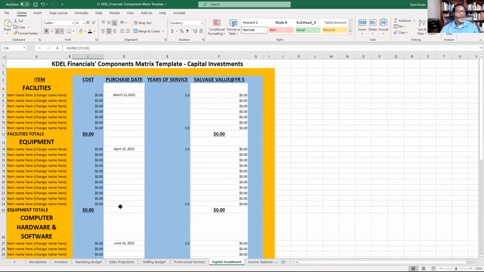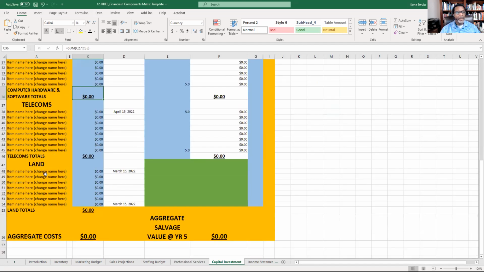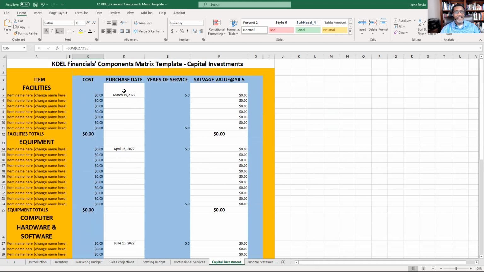This is where you talk about your facilities, your equipment, your computer hardware and software, your telecoms, your land, your office, okay? Having put in all that, it shows you exactly when things were bought, how much they were bought for, the years of service, and the salvage value. I want to say something about salvage value. This is where we calculate the percentage depreciation.